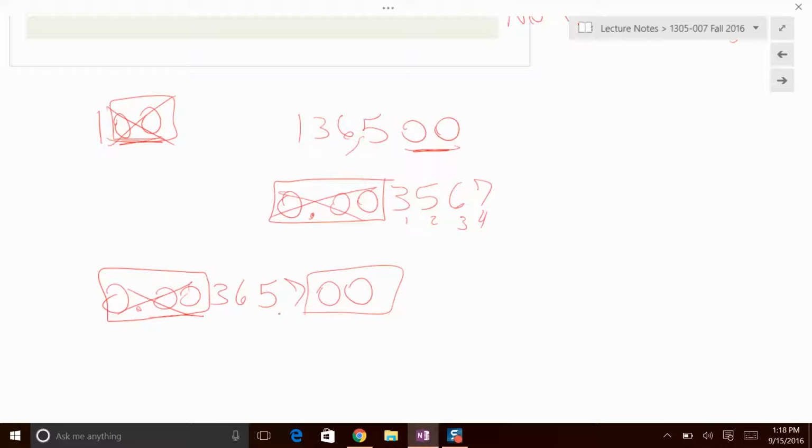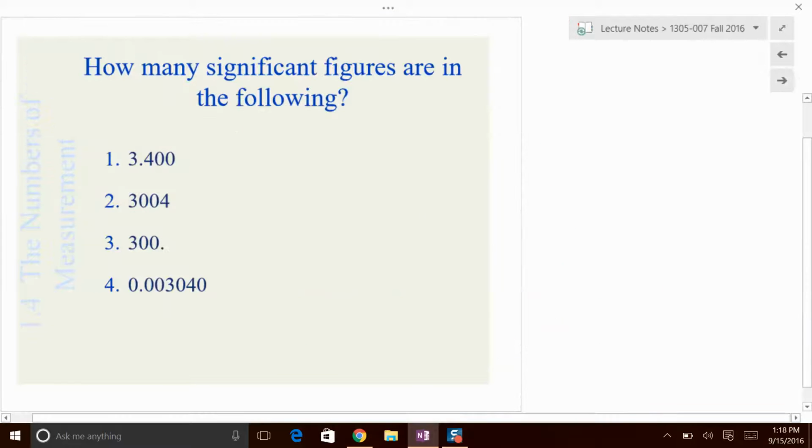So why did I write them? Because they are significant digits. They show the precision of the instrument I used to collect that data. So that's why I wrote them. Okay? So that's what you need to remember. Does it have value or doesn't it? So let's look at a few examples. How many significant digits are in this first number?